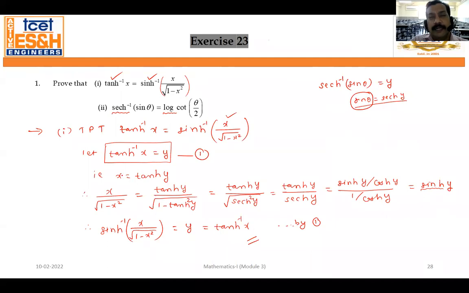नहीं ना। राइट हैंड साइड में किसका एक्सप्रेशन है? cot theta by 2 का एक्सप्रेशन है। Are you able to connect sin theta with cot theta by 2? क्या आप sin theta को cot theta by 2 से कनेक्ट कर सकते हो? क्या लगता है आपको? Do you think so? Yes.